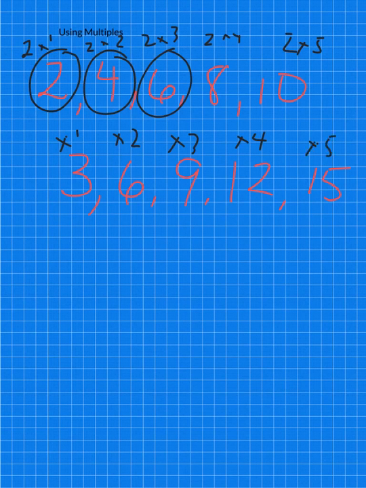Let's do multiples of 5: 5, 10, 15, 20, 25. And again, the other way is to go 5 times 1 is 5, 5 times 2 is 10, 5 times 3 is 15, 5 times 4 is 20, and 5 times 5 is 25.